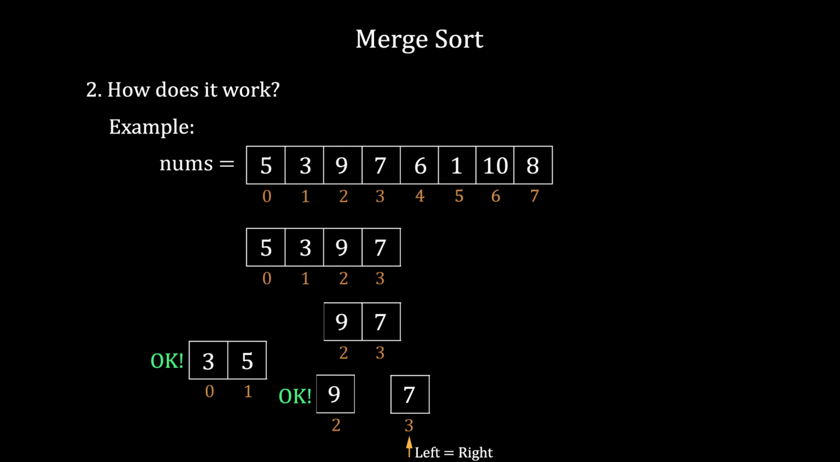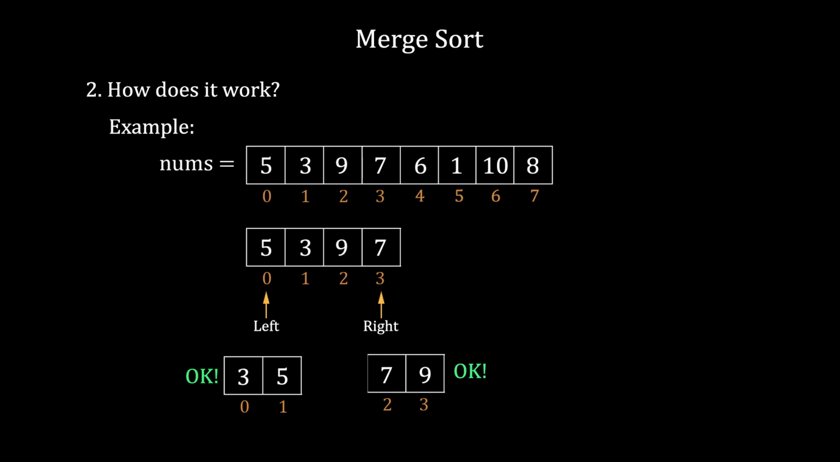In this call, left equals right, so again the subarray is sorted, we stop the call and return to the parent one, where we proceed and do the last step, which is merging these two together. And we get the subarray nums of 2 and 3, which is now 7, 9. Now this function call has also terminated, so we return to the parent one, where we proceed with the last step, which is merging these two halves together, and now the subarray nums of 0 and 3 is also sorted.